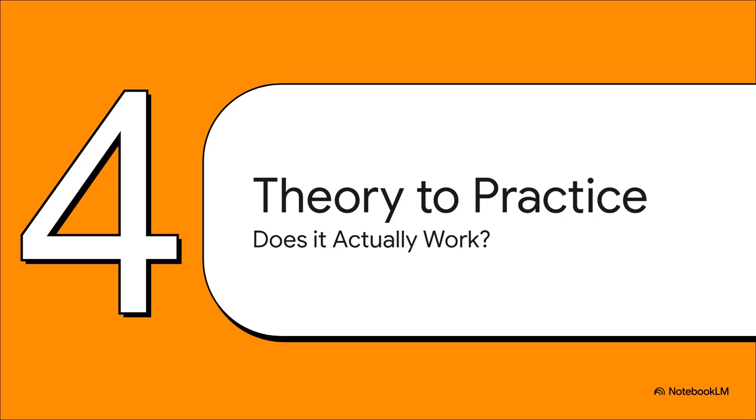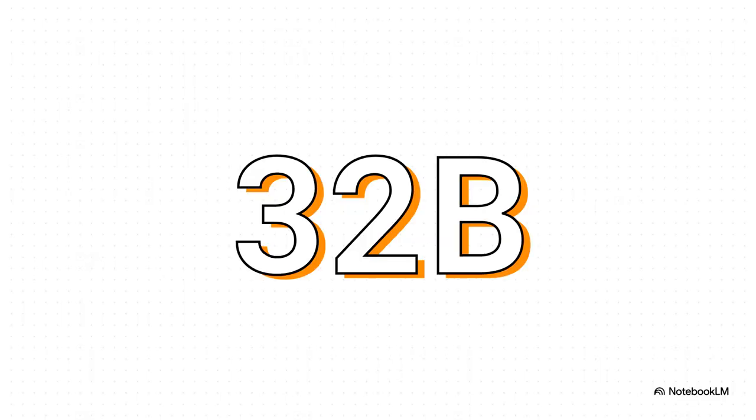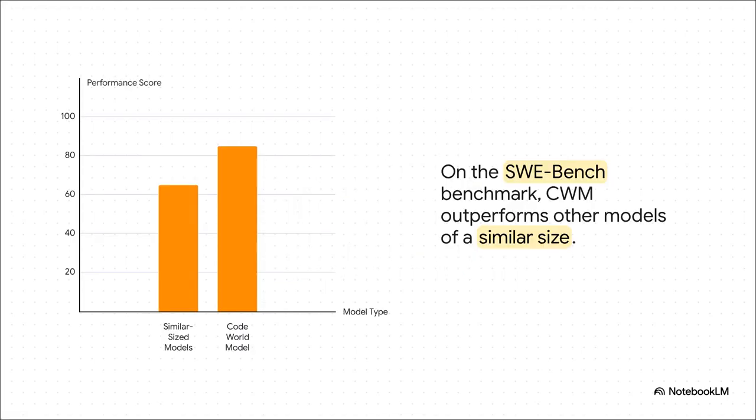All right, so the theory is fantastic. I mean, it makes perfect sense to teach an AI what code does instead of just what it looks like. But the big question is always, does it actually work in the real world? So the model that Meta has released for researchers to play with is a 32 billion parameter model. Now, that number sounds huge, I know, but in the world of today's AI giants, that's actually kind of small. And you really need to keep that context in mind for what comes next. Because the results are, well, they're pretty incredible.